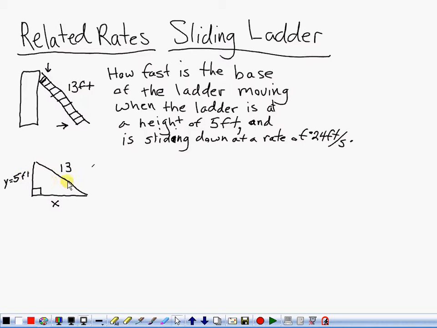So the Pythagorean theorem is usually a squared plus b squared equals c squared. But in our case, it is going to be x squared plus y squared equals, and I'll just say L squared, which stands for the length of the ladder. Okay, so now what we're going to do is we're going to take the derivative of this equation, and let me just fill this in real fast. X squared plus y squared equals 13 squared. Okay, now let's take the derivative.